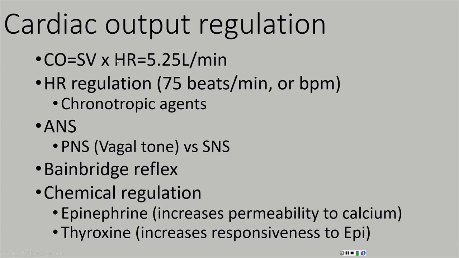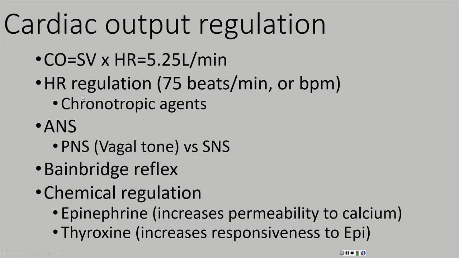So stroke volume times heart rate is cardiac output. If stroke volume goes up, then cardiac output goes up. Or if stroke volume goes down, cardiac output goes down. Same thing with heart rate. If your heart beats faster, more blood's going to leave the heart. Or if your heart beats slower, less blood is going to leave the heart. So cardiac output is the volume of blood leaving the heart in 1 minute. But we can increase that or decrease that by either changing the stroke volume or the heart rate.